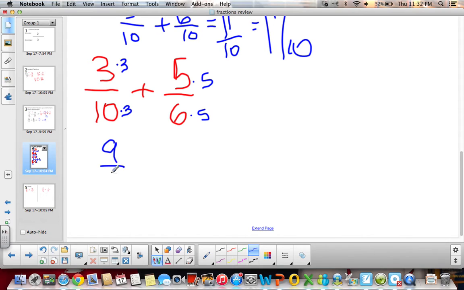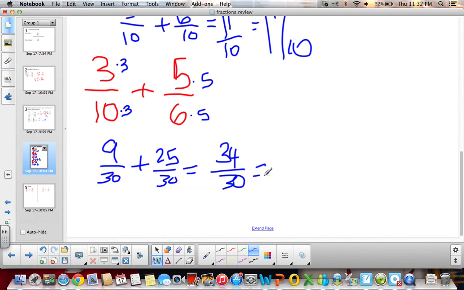So rewrite, I have 9/30 plus 25/30. 25 plus 9 is 34/30. 30 goes into 34 once, and then you have 4 left over. 4/30 can be simplified. We can divide both top and bottom by 2, so 1 and 2/15.